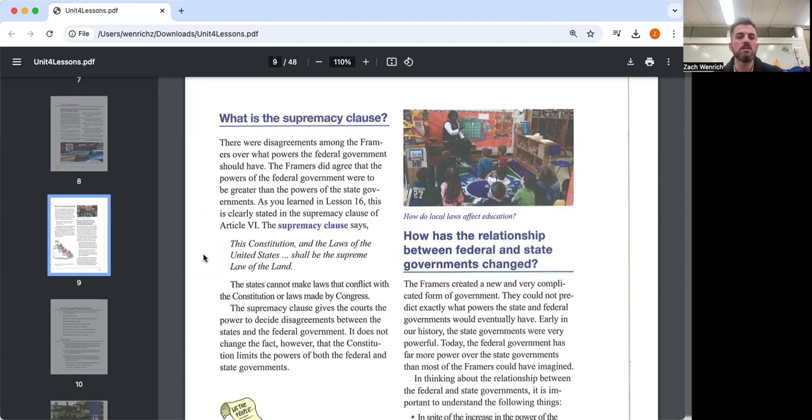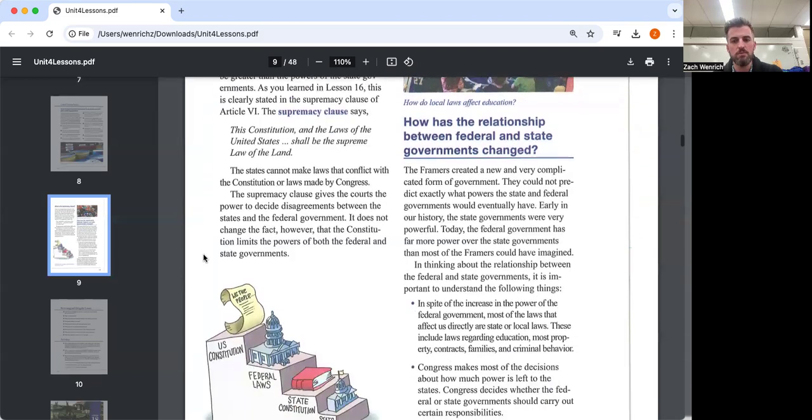The Supremacy Clause says, "The Constitution and the laws of the United States shall be the supreme law of the land. The states cannot make laws that conflict with the Constitution or laws made by Congress. The Supremacy Clause gives the courts the power to decide disagreements between the states and the federal government. It does not change the fact, however, that the Constitution limits the power of both the federal and state governments."